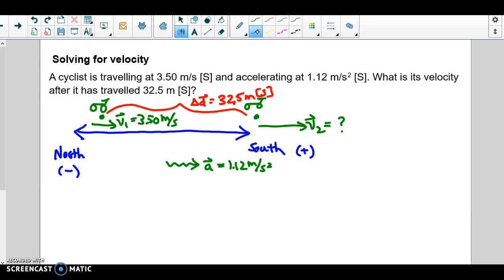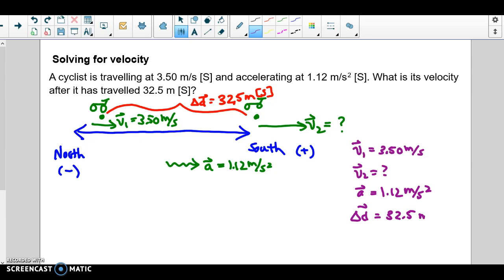south is positive. So just summarizing all of the variables that I know: V1 is 3.50 meters per second in the positive direction. V2, I don't know yet. Acceleration is 1.12 meters per second squared in the positive direction. And displacement is 32.5 meters in the positive direction as well. So now I take a look at the variables. I want V2, but I know V1, acceleration, and displacement. I don't know the time, but I don't really care in this question.